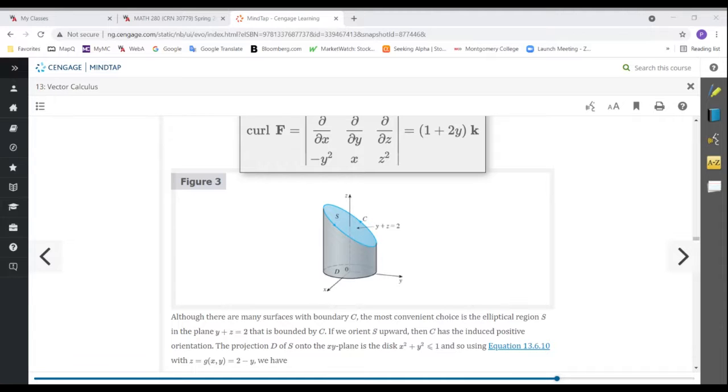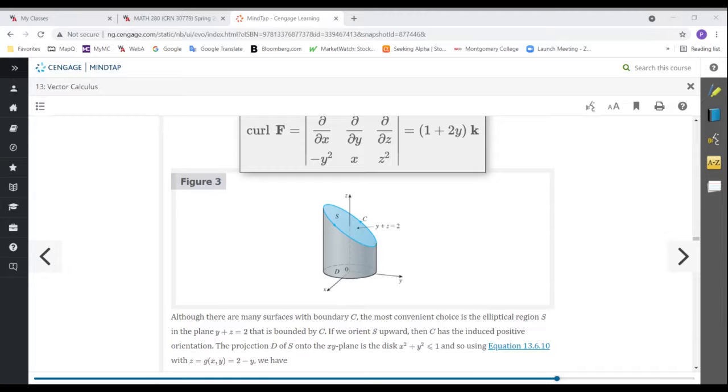Okay, so what we want to do is compute the work that this force field does in moving a particle once around that closed curve C.